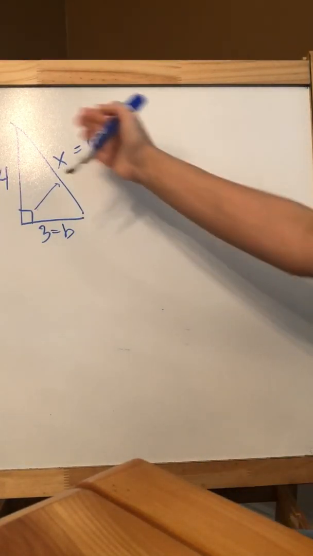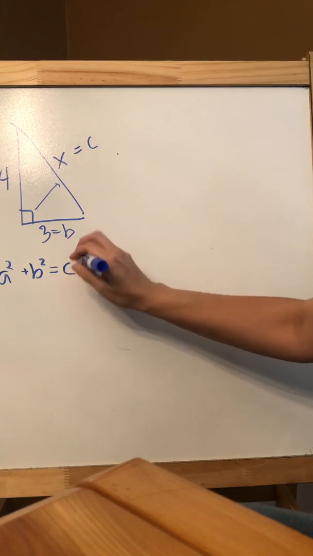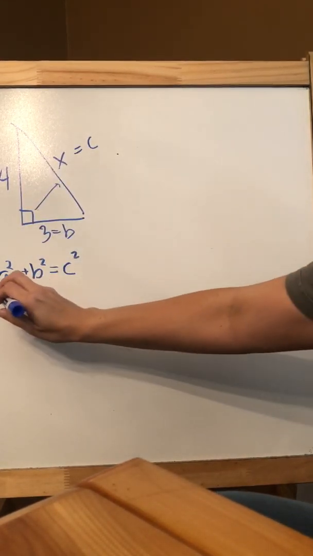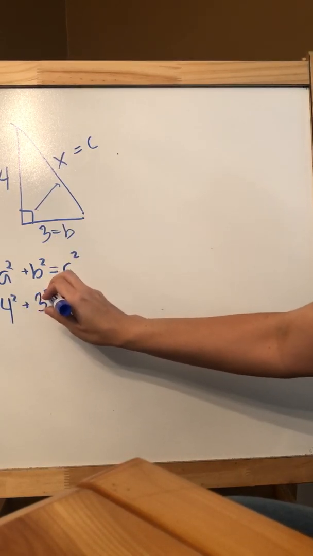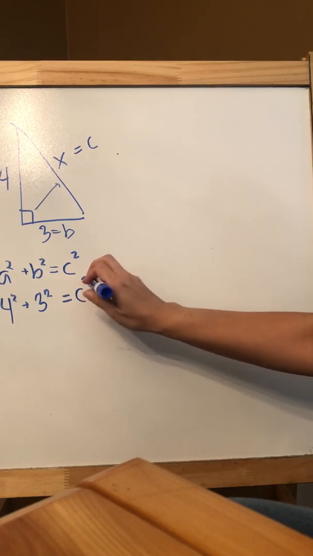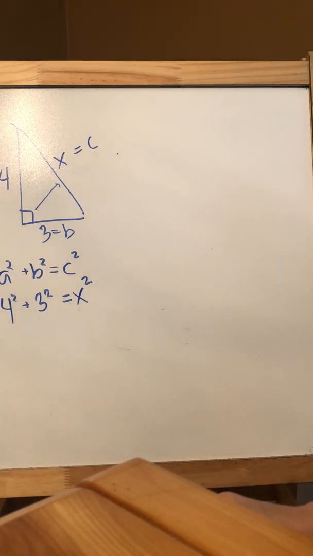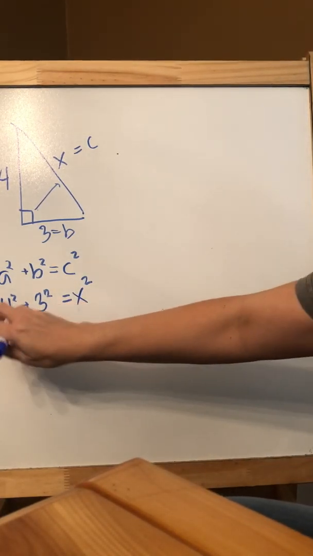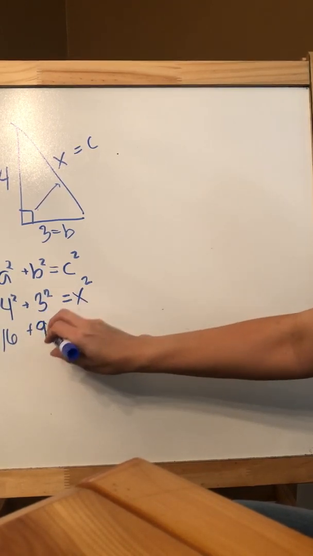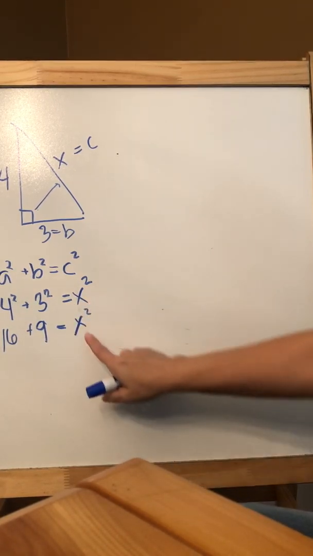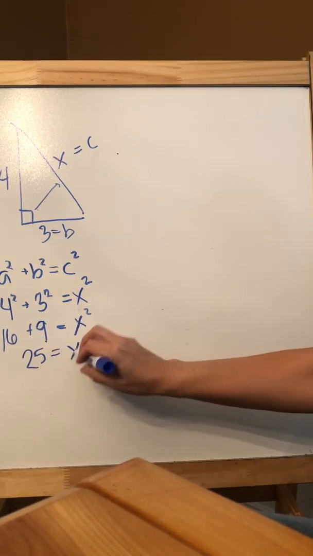So now you're going to write your formula. We know a squared plus b squared is going to equal c squared. So let's plug our values in. Here we have 4 squared, and b is 3, so 3 squared equals our c squared, which we're going to replace with x. So now let's solve this. 4 squared is 4 times 4, so that's 16, plus 3 squared, which is 3 times 3, which is 9, equals our x squared, and we're still trying to solve for x. Add these up. We have 25 equals x squared.